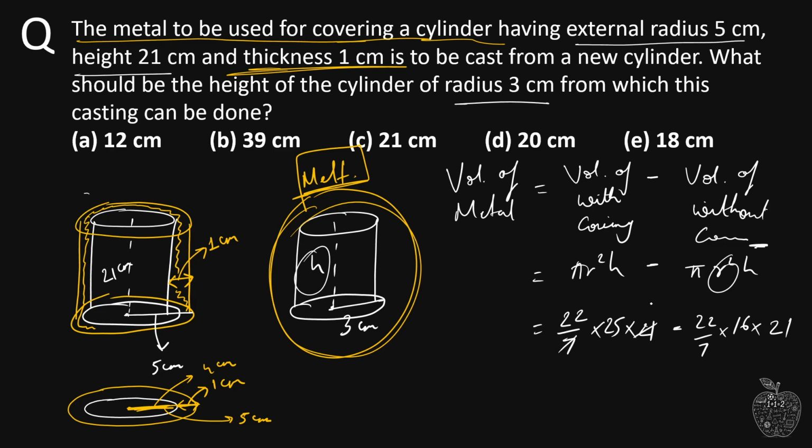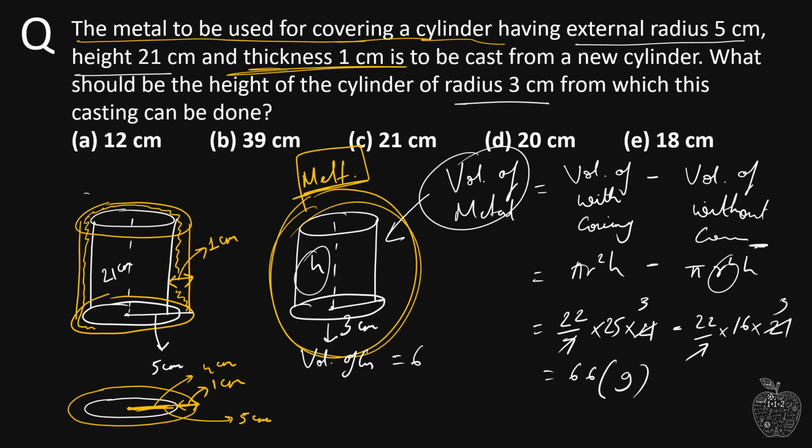Now let's simplify. 7 3s are 21. I have taken 22 into 3 common. So 22 into 3 is 66, and we are left with 25 minus 16, which is 9. So we have got the volume of the metal, which is 66 into 9. And this volume will be equal to the volume of the cylinder, so the volume of this cylinder will be equal to 66 into 9.